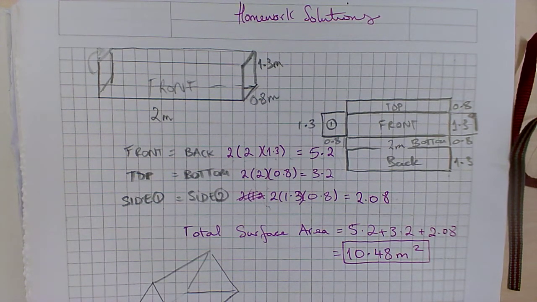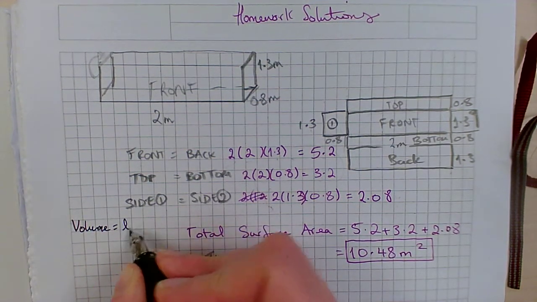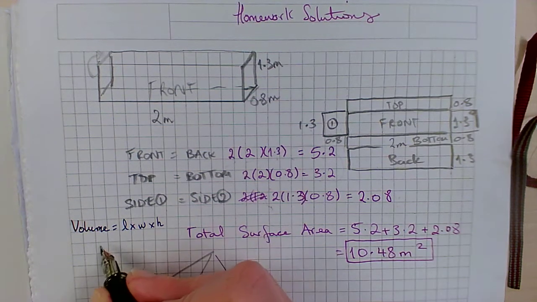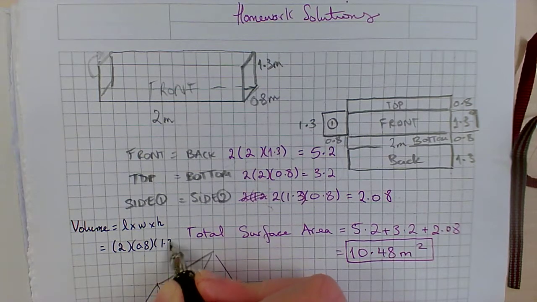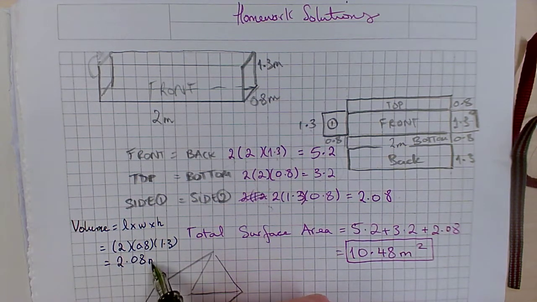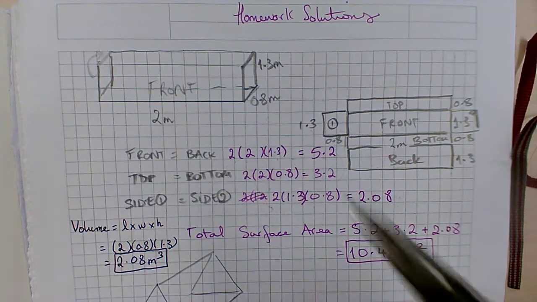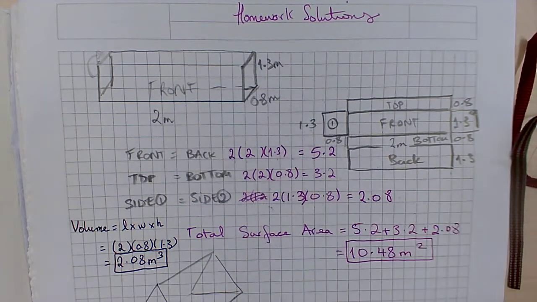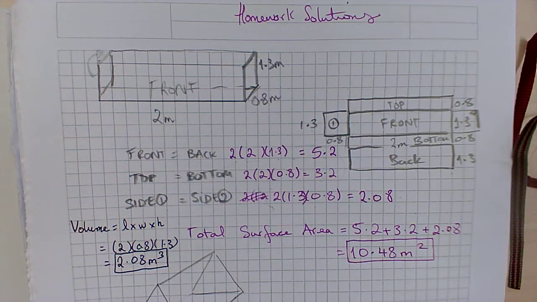One thing that I didn't do is, of course, the volume. And the volume of a cuboid is just the length by the width by the height. So in this case, that will be 2 by 0.8 by 1.3, and that is going to be 2.08 meters cubed. Now, it's really important that you put in your units and you put in the correct units. Each of these dimensions was in meters, so the area is meters squared and the volume is meters cubed. So hopefully you were all able to work that one out.